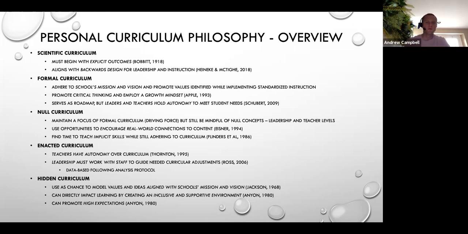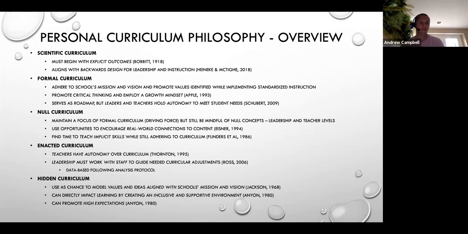The third big takeaway was from the null curriculum. We want to maintain a focus on the formal curriculum, which is the driving force, but still look at the null concepts. We can encourage real world connections, and we want to find the time to teach some of these implicit skills that are part of the null curriculum while still making sure we're implementing that formal curriculum.